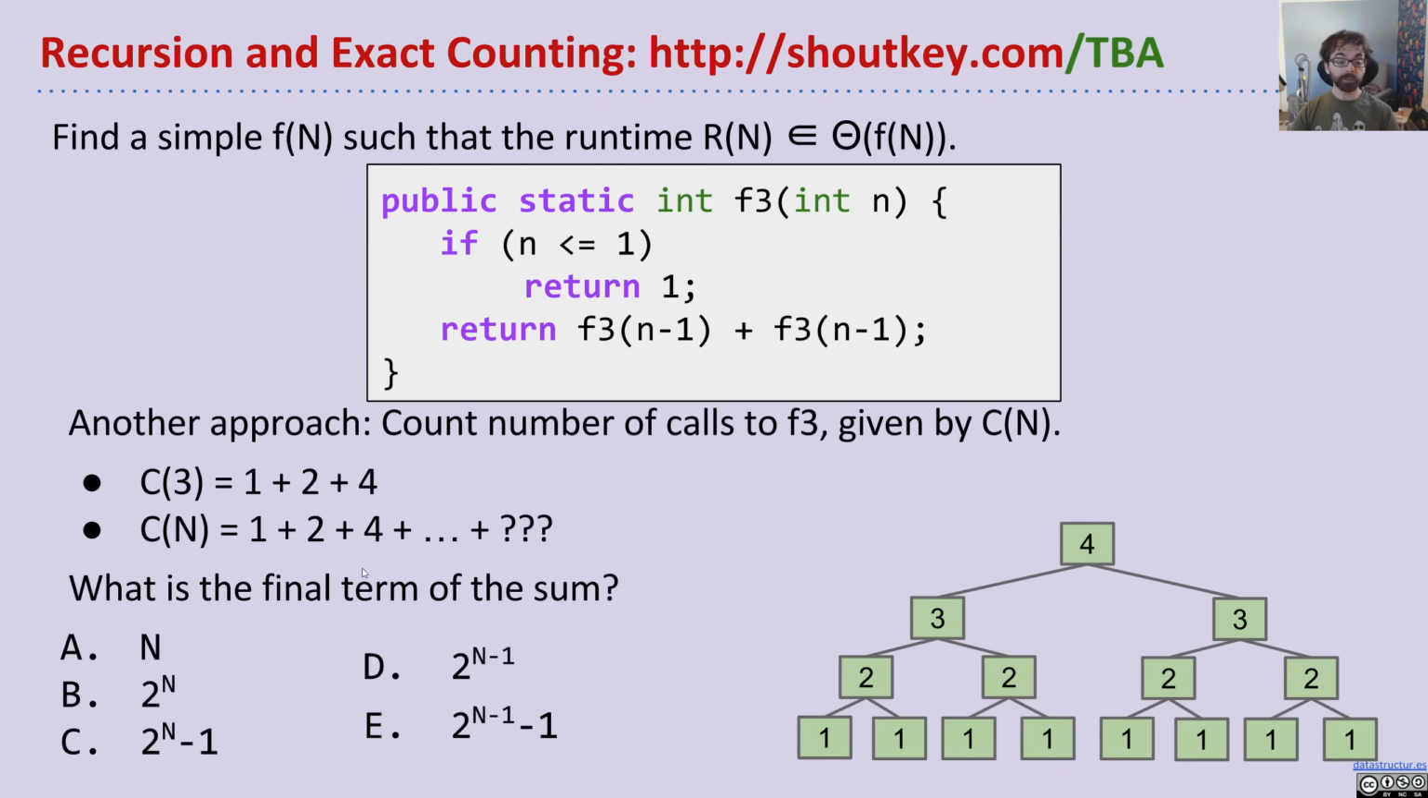It's going to be 1 plus 2 plus 4. Your job now is to figure out what's the last term in this sum. So think about that, and I'll give you my answer in a moment. And here's where I think considering specific examples will help you.